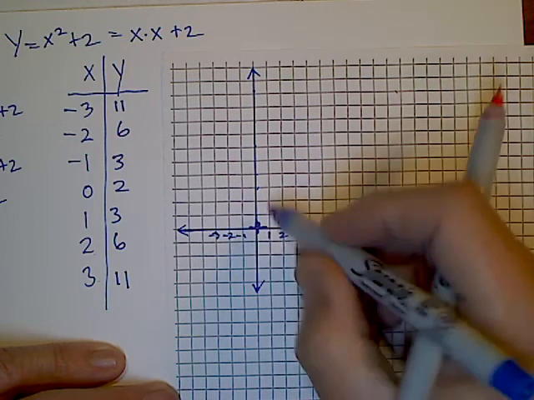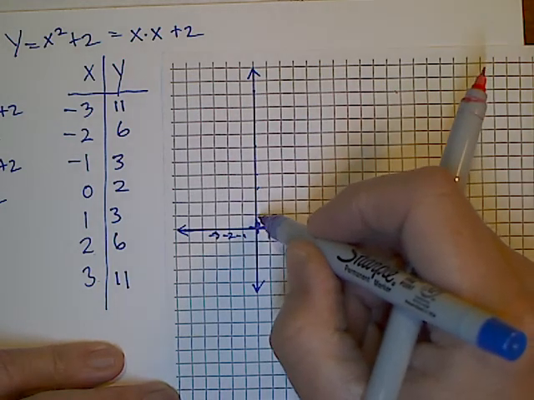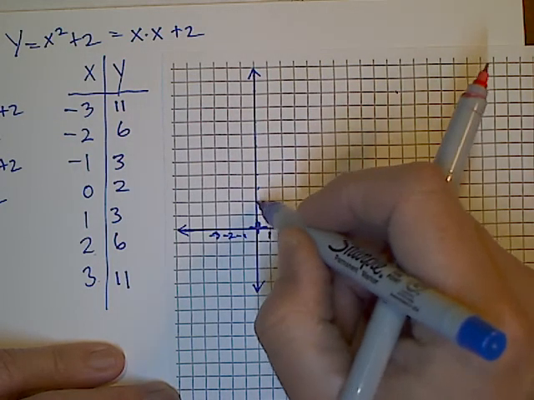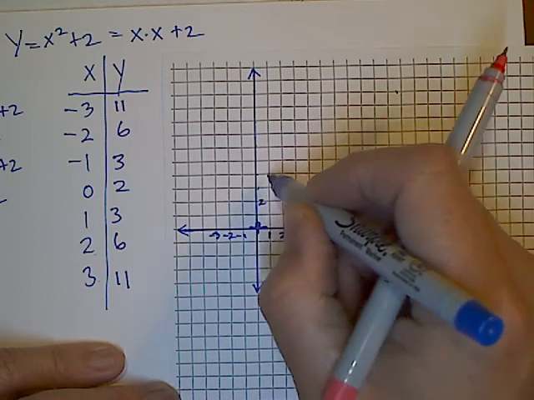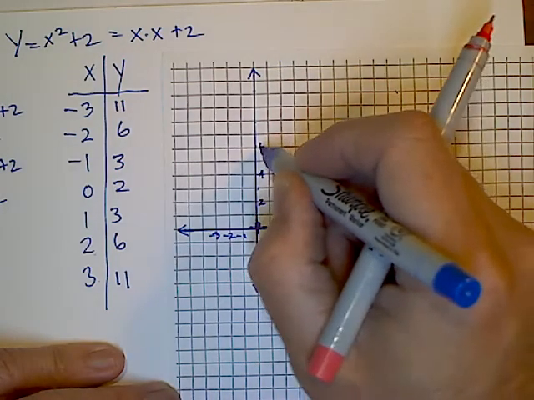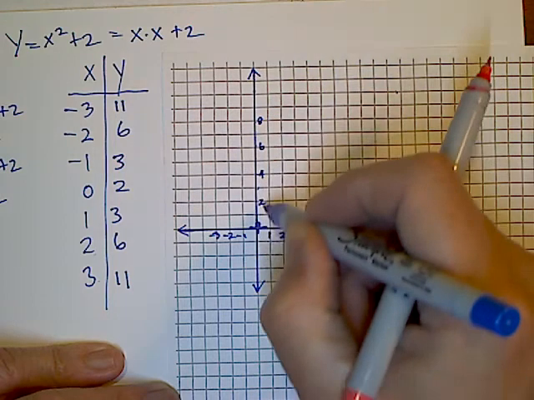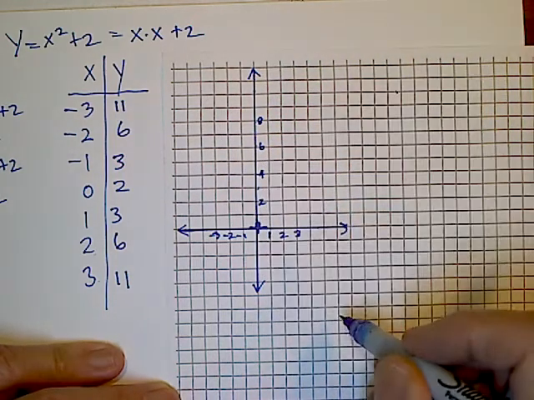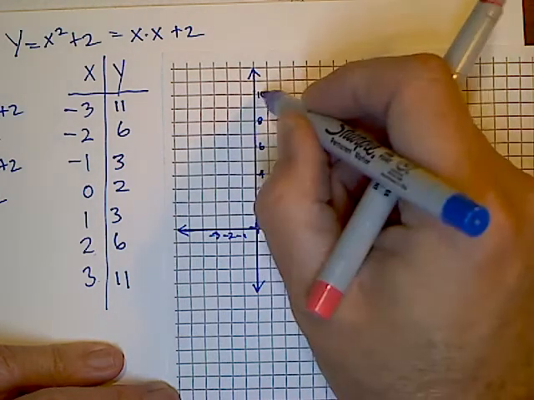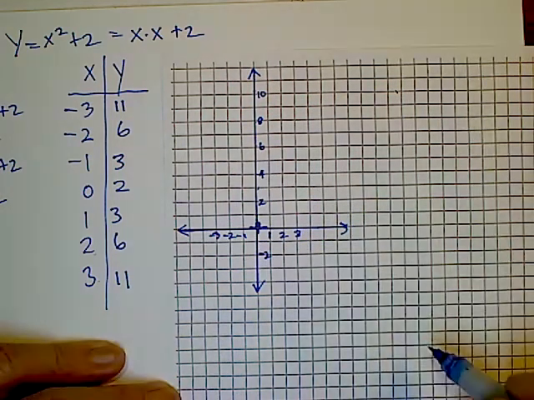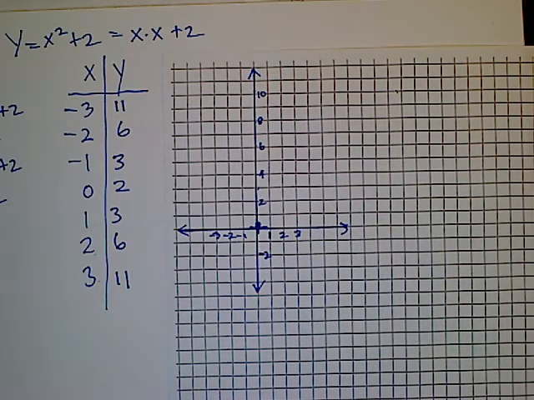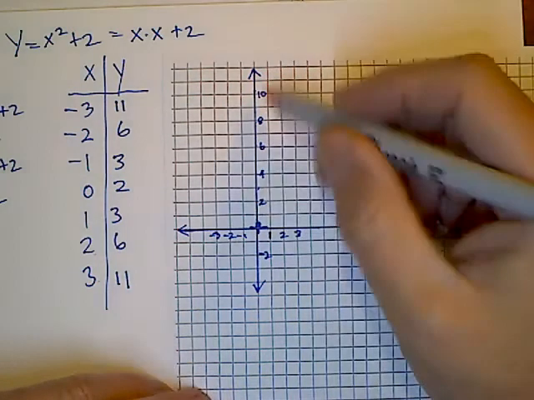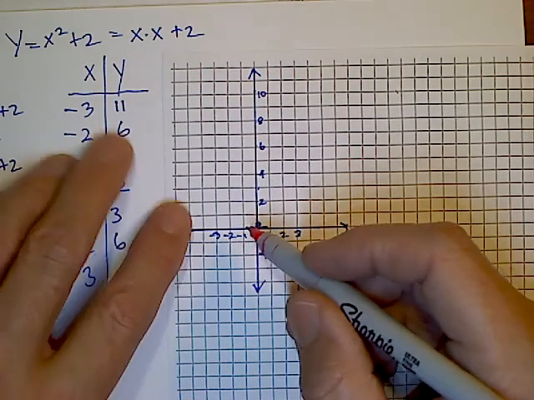And with my y's, I'm also going to go by ones, but just to save some space and make it look a little neater, I'm going to skip up to 2, and then 4, and then 6, and then 8, right? So I'm still going by ones, but I'm skipping a line each time, and then 10. And then this would be down here at negative 2. So just at least to show my spacing on my scale of my axes. Okay, so now let's plot points.